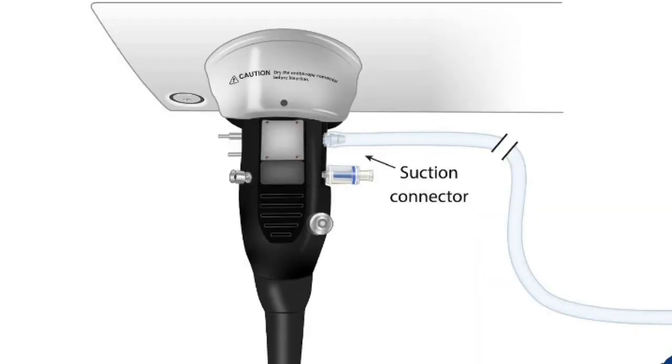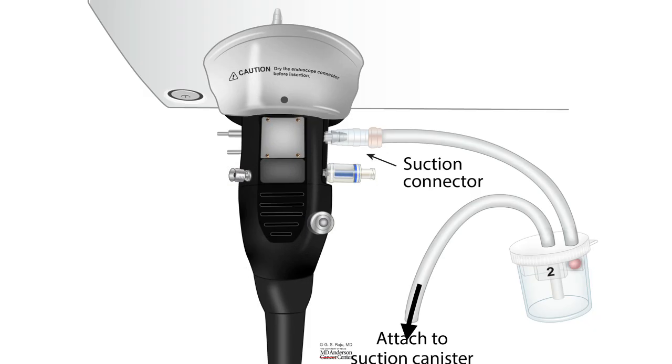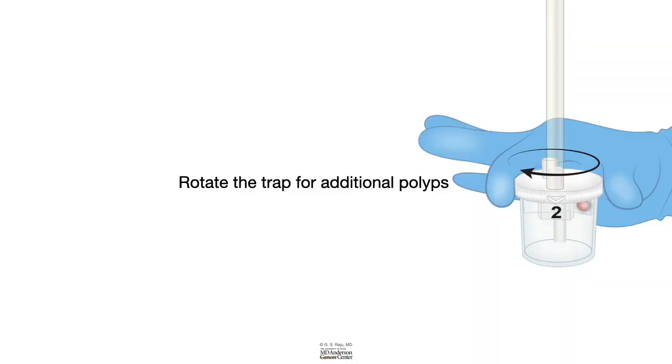We want to make sure that we disconnect the suction tubing at the suction outlet and attach the polyp trap, and the other one is attached to the suction canister. With the suction applied to the polyp trap, the polyp will get trapped in that polyp trap container. And as you remove more polyps, you may have to rotate the chamber for retrieving additional polyps.